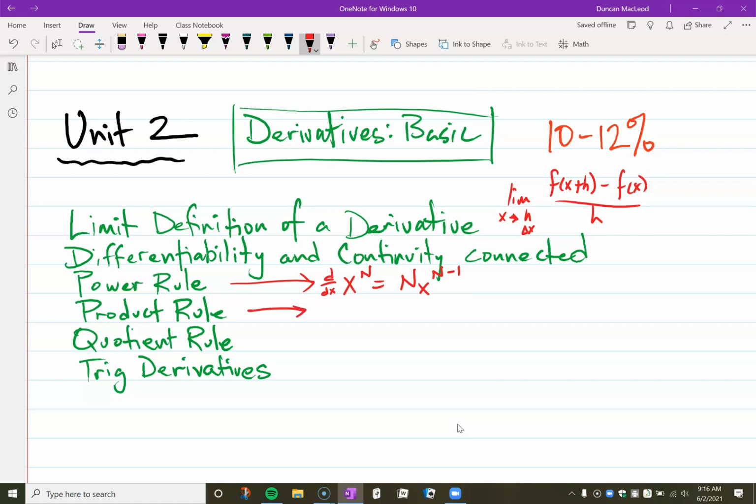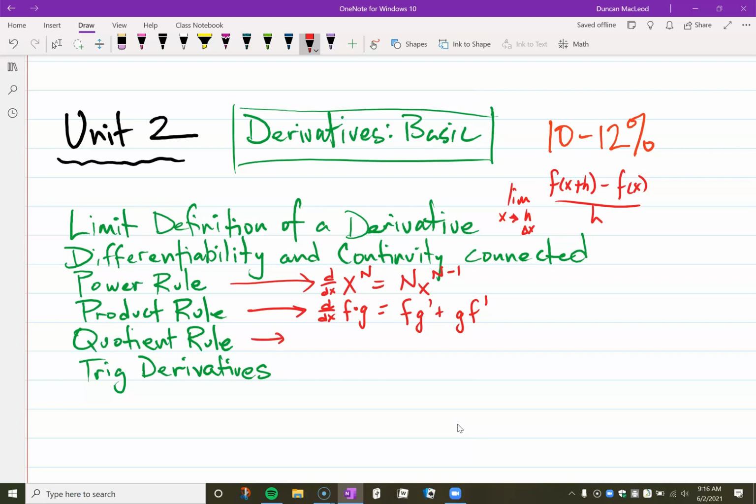Product rule, I'd be impressed if you guys remember product rule. Derivative of f times g. So if you have two different functions and you're taking the derivative, it's going to be f g prime plus g f prime. It basically means take one function times the derivative of the other, plus the other times the derivative of the first. So one of each.